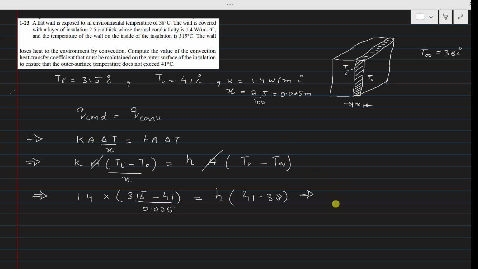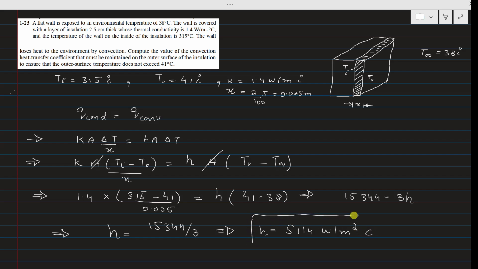You will get the value, that is 15,344 equal to 3 times the convection heat transfer coefficient. To find the convection heat transfer coefficient, divide both sides by 3. So you will get h equals 15,344 divided by 3, and you will get the convection heat transfer coefficient, that is 5114 watt per meter square °C.